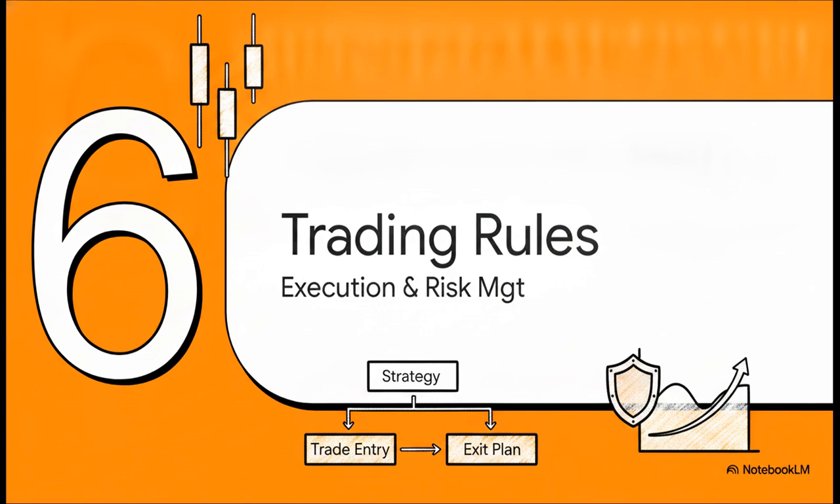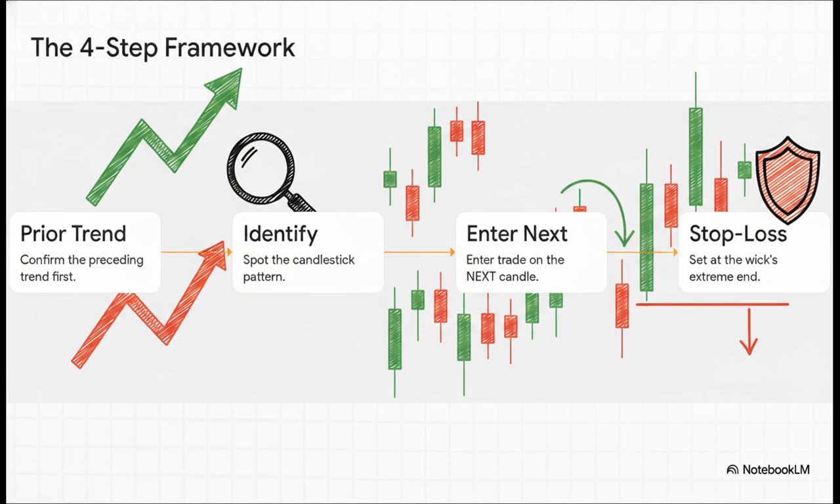Section 6. Essential Trading Rules. Execution and Risk Management. And this brilliantly illustrates why just knowing the patterns isn't enough. Let's talk about execution. Pros use a strict 4-step framework for this. Step 1. Always confirm the prior trend. Step 2. Identify your candlestick pattern.